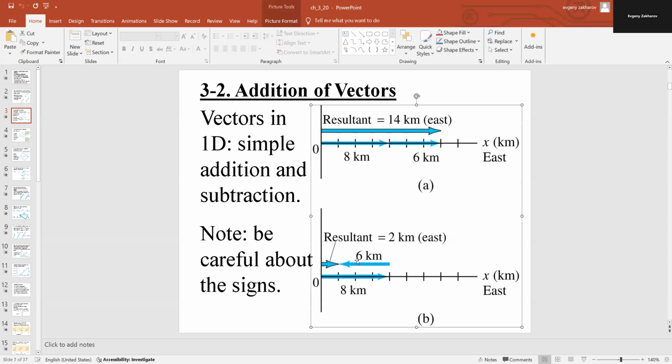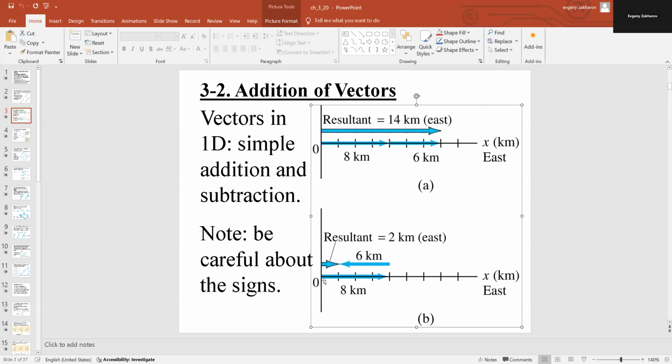Let's take a look at the bottom example. You go 8 kilometers due east, and then you go 6 kilometers backwards, due west. Then where are you now? Well, you will be at the 2 units position. So the total displacement from initial to the final point is only 2 units, and it's still due east.